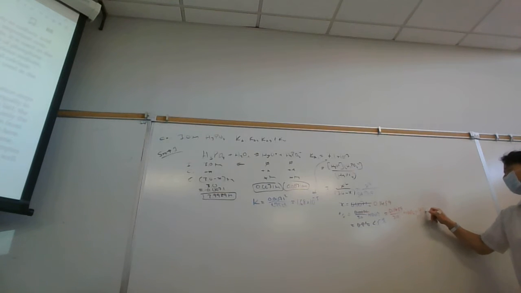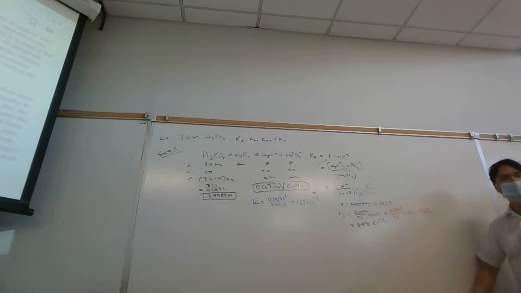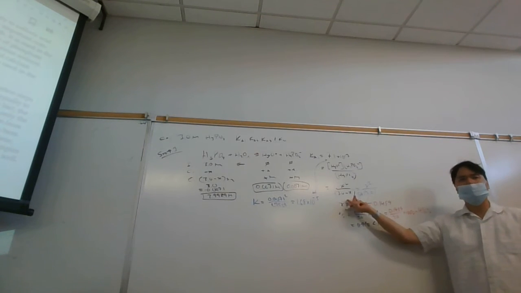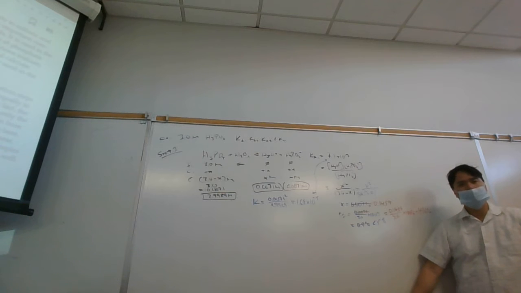4.36%. 4.36 is not so great. You know, 4.36% is getting kind of big. And so when we have a big percent change, the simplifying assumption isn't so good. What's the limit that we're going to use?